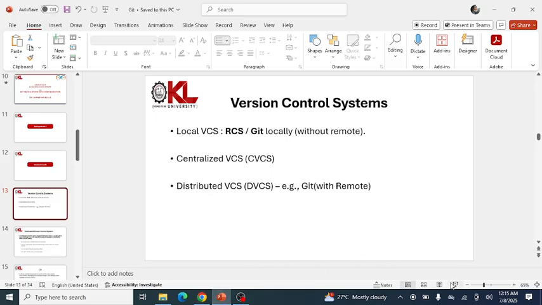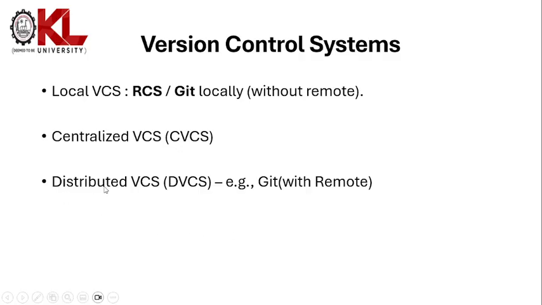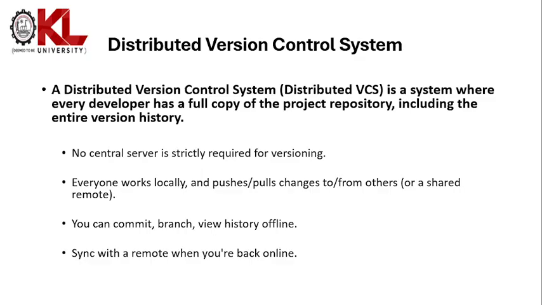Next, the final one is the distributed version control system. This distributed version control system is a structure where the developers can download a full copy of the project, including the entire repository. Here in the distributed version control system, the developers can download the full copy of the project and implement it.